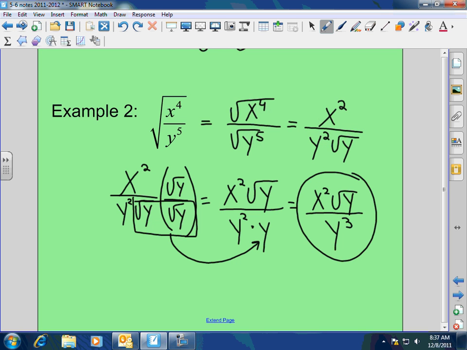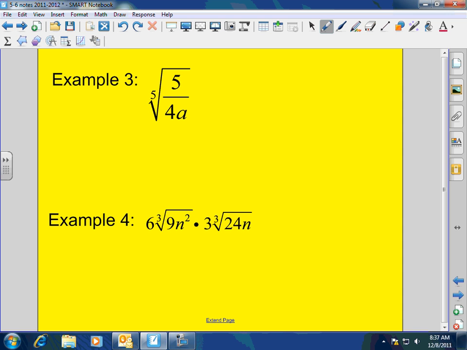All right, let us proceed. For example 3. Now in this case, we're going to get a little bit tougher. We're going to have the 5th root of 5 divided by 4a. So this is going to break down into the 5th root of 5 over the 5th root of 4a. Now, I need to get rid of the 5th root of 4a here. So we have to think about, what can I multiply to the numerator and the denominator so that the denominator is just a whole value? It gets rid of the radicals.